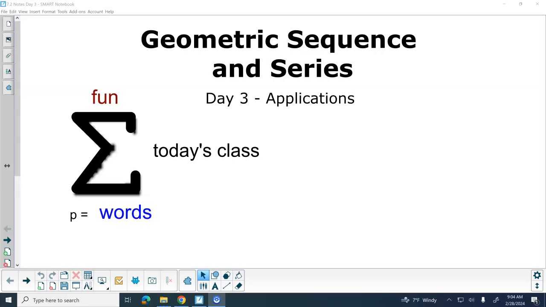So as with all application type problems, that's what we're going to deal with today. We're going to deal with geometric application type problems today.